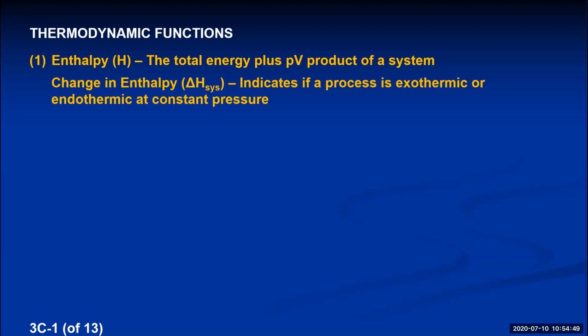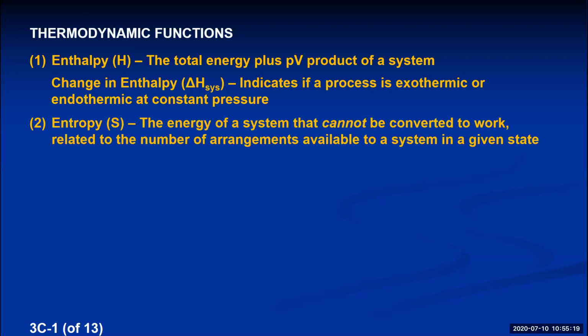So the change in enthalpy, delta H of the system or of the reaction, tells us if the process is exothermic or endothermic if it occurs at constant pressure, and that's because the enthalpy change actually equals the amount of heat given off or absorbed during a chemical process. So if we can measure experimentally the amount of heat released or absorbed in a calorimetry experiment for a chemical reaction, then we can calculate what the enthalpy change of the reaction is.